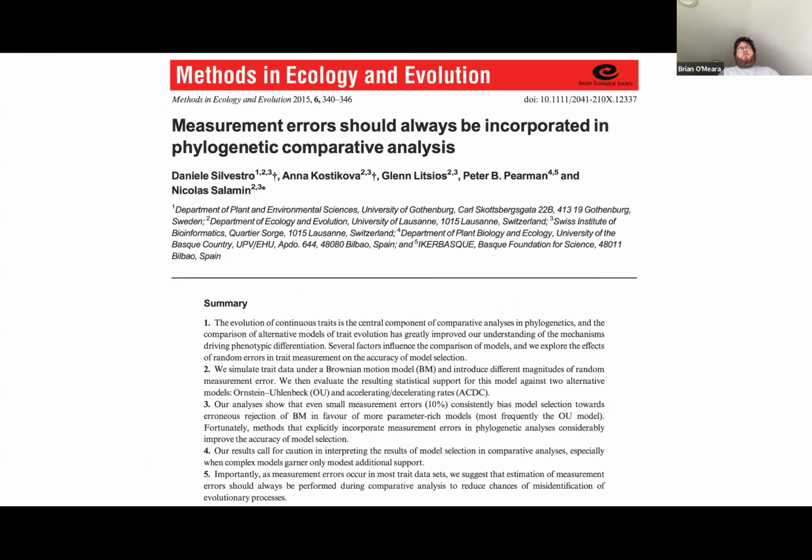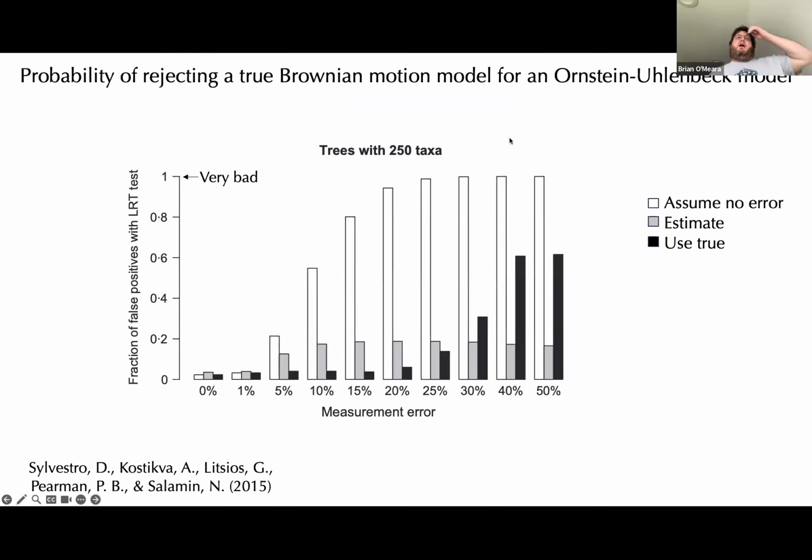For comparative methods, this has been studied a lot. And so a really good analysis of this is by Silvestro et al. in 2015. I endorse this message, measurement error should always be incorporated, right? But as a field, are we dealing with this? No. And so here's an example from their paper. They simulated data under a Brownian motion model and then tested to see if Brownian motion or an Ornstein-Uhlenbeck model fit better. And here you see that even at as little as like 10% error rate, so my tree height is 15 meters plus or minus 1.5 meters, you reject the true model over half the time. And again, even after this paper, we are here, assuming no error.